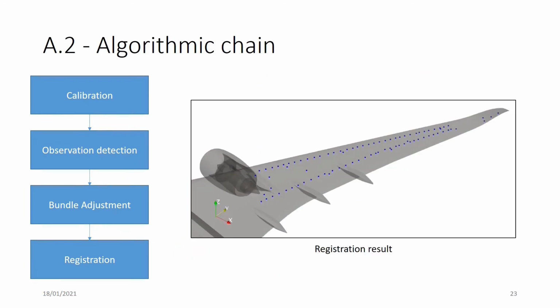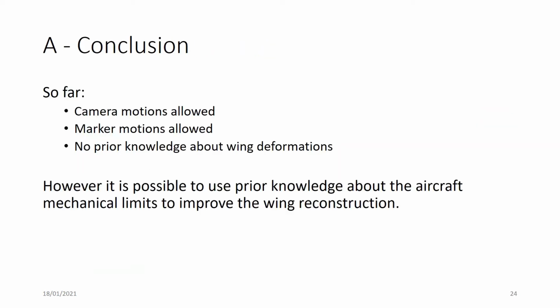And here you got the results after the registration phase, where you can see the set of 3D estimated points overlaying with the 3D model of the wing on ground. In conclusion, so far we allowed camera and marker motions and introduced no prior knowledge about the wing deformations. However, it is still possible to use prior knowledge about the aircraft mechanical limits to improve the wing reconstruction. This is what we call the constraint bundle adjustment.